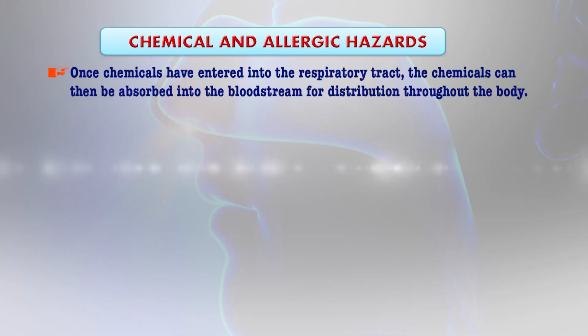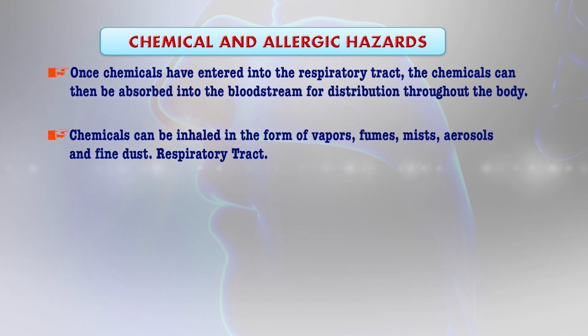So, we will see the first one is the inhalation of chemicals, how it can be inhaled by absorption of chemical through the respiratory tract. Once it is inhaled, definitely it will go to the lungs only. Once the chemicals have entered into the respiratory tract, they can be absorbed into the bloodstream directly for the distribution throughout the body. These chemicals can be inhaled in the form of vapors, fumes, sometimes mists or aerosols, and also fine dust. So, how does the respiratory tract encounter all these toxic chemicals?